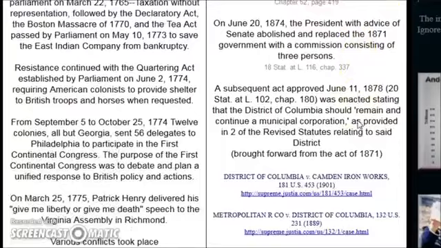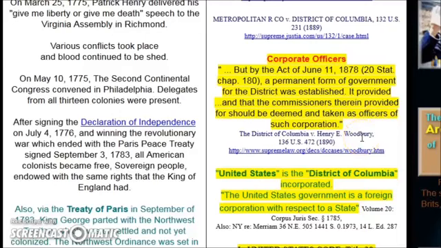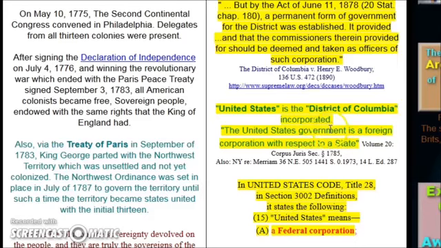This is what you do when you have a corporation. You form corporate officers by the Act of June 11th, 1878. It provided that the commissioners therein provided should be deemed and taken as officers of such corporation. The United States is the District of Columbia Incorporated. The United States government is a foreign corporation with respect to a state.